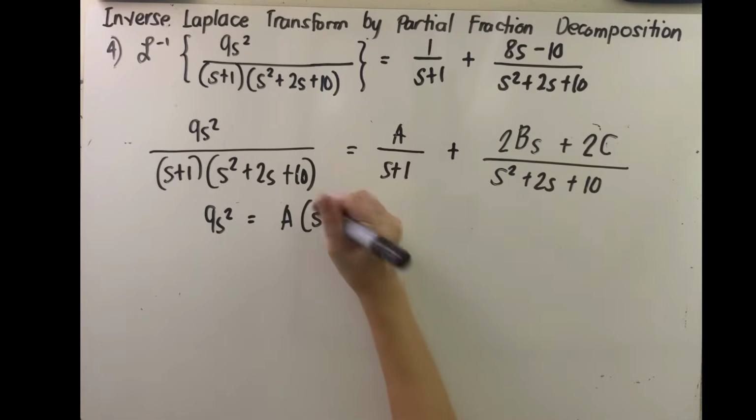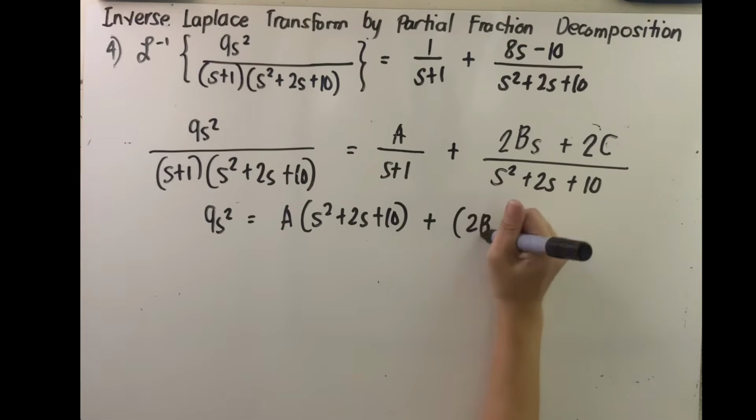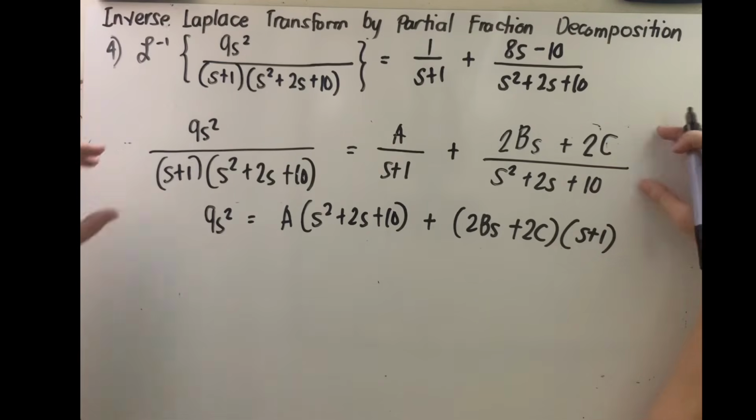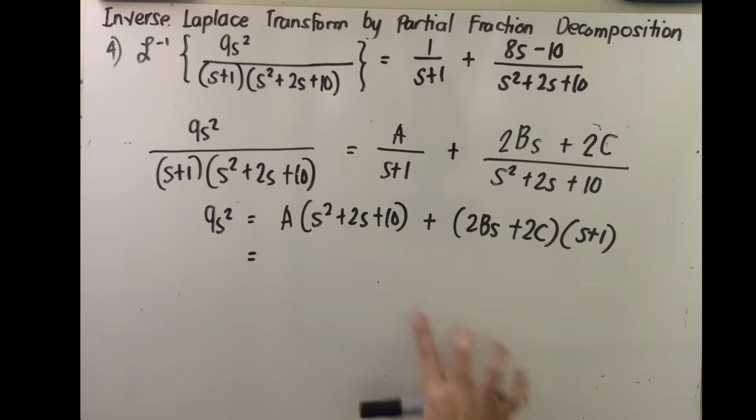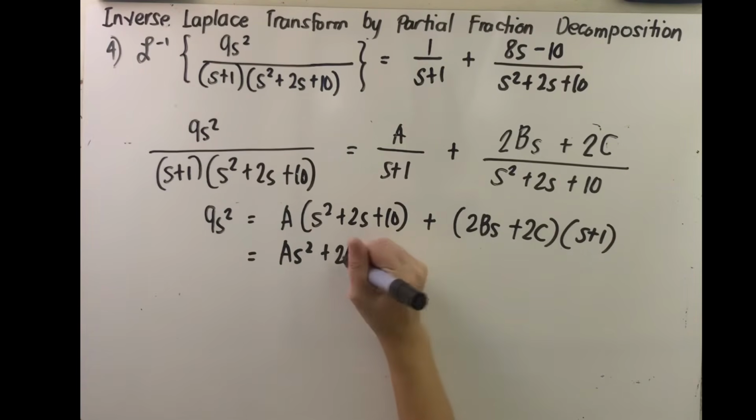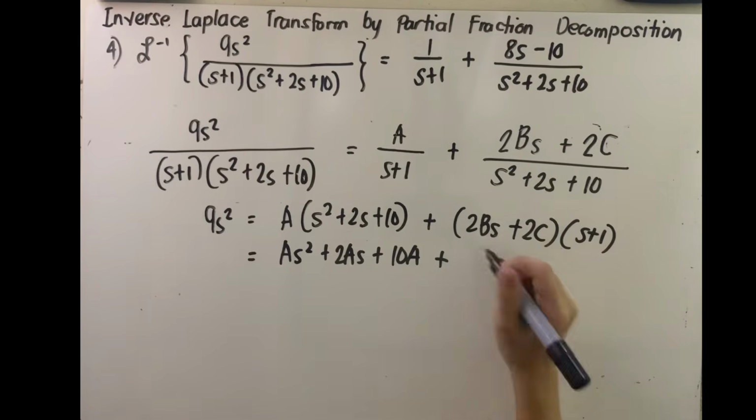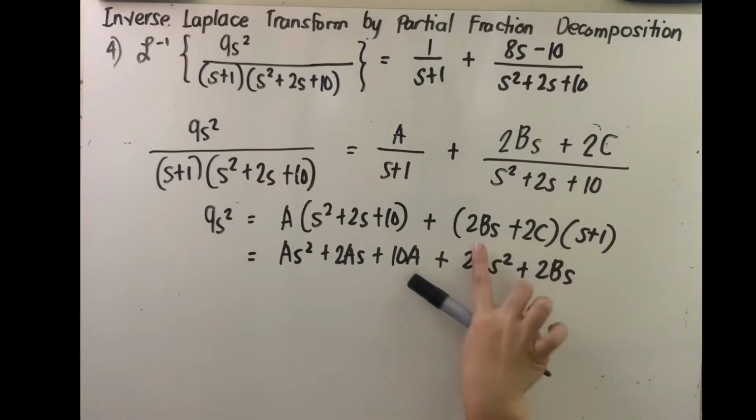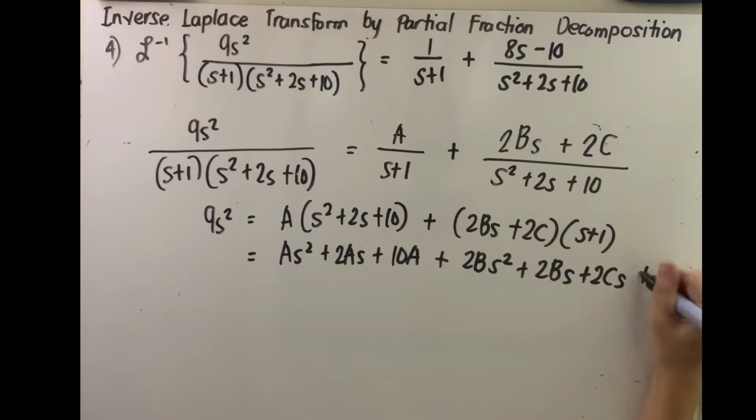times this. So, times s squared plus 2s plus 10. And then, plus, you get 2Bs plus 2C multiplied to this one, s plus 1, diba? If you multiply both sides by the denominator. After that, same pa rin. So, we're going to expand ulit and then group together like terms. So, you have there As squared plus 2As plus 10A plus, you get 2Bs squared, 2Bs squared plus 2Bs and then 2Cs and lastly, you get 2C.